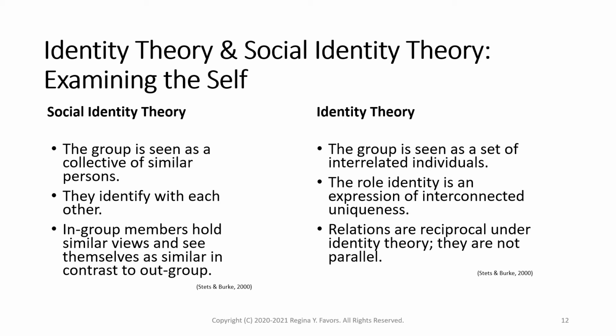And then identity theory: the group is seen as a set of interrelated individuals. The role identity is an expression of interconnected uniqueness. Relations are reciprocal under identity theory. They are not parallel. So again, if you look at the student government context, in the larger group, if in the club you have members, the group is seen as a set of interrelated individuals, that you are part of this one club and you are all, say, the finance club.